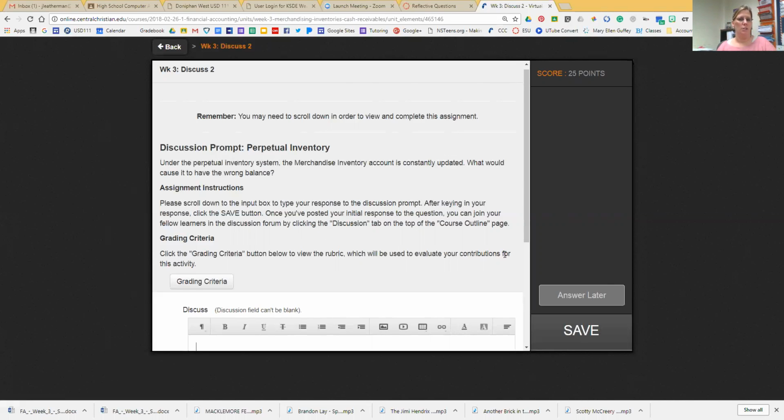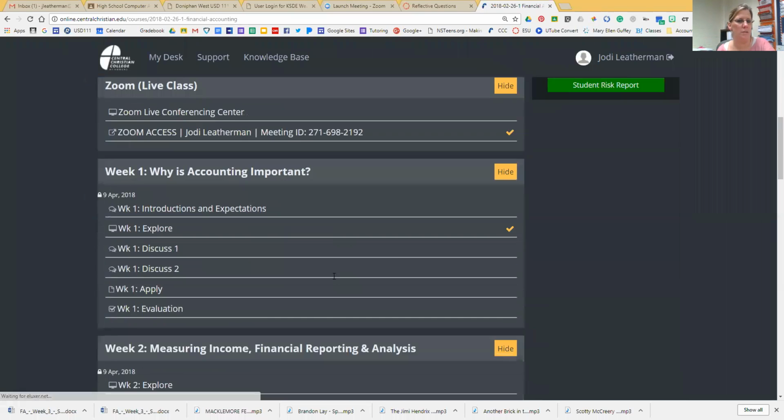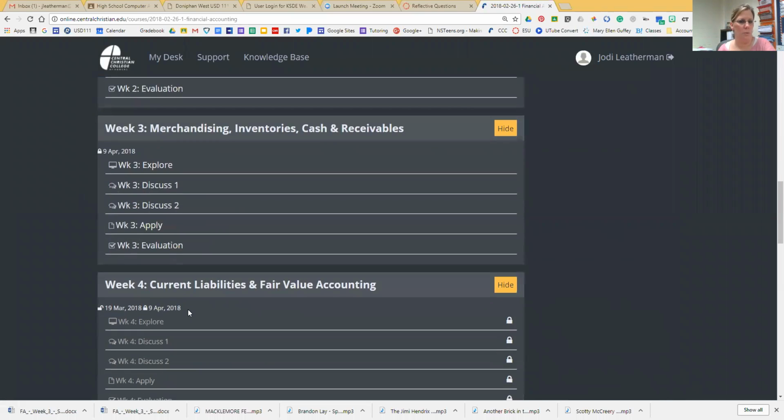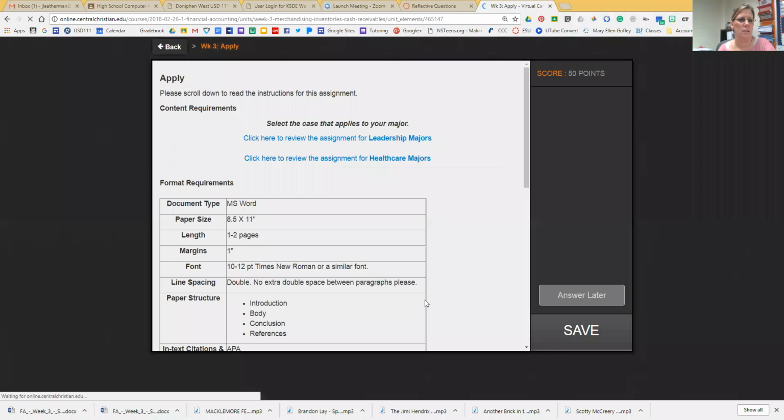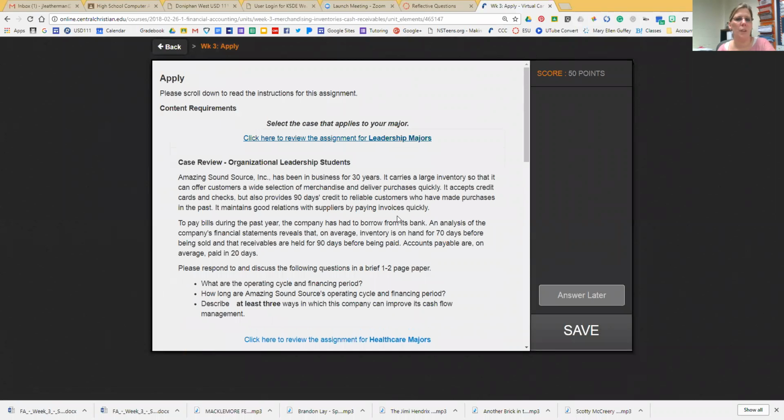And again, you have to elaborate. It cannot just be a yes, no kind of answer. And then lastly, we have your apply. And again, we have 2 different scenarios for this, whether you are in leadership or in the healthcare major. With both of them, though, it is about operating costs. I'm sorry, not operating costs, operating cycles and cash flow. You have these scenarios of these companies, and they're talking about inventory. They are selling to their customers, and they want to know what are the operating cycles and financing period for this company.